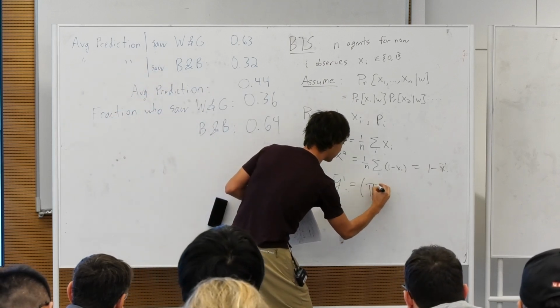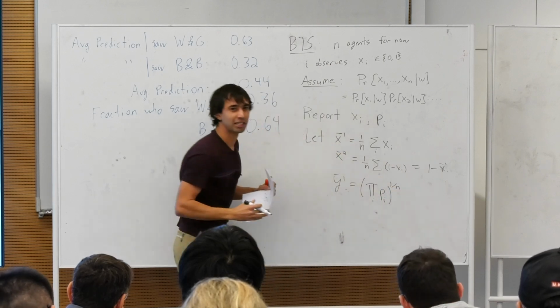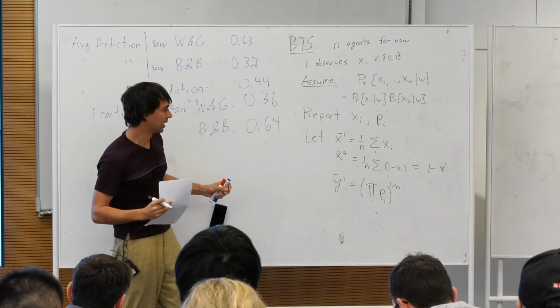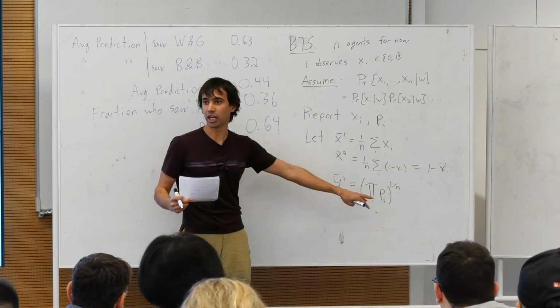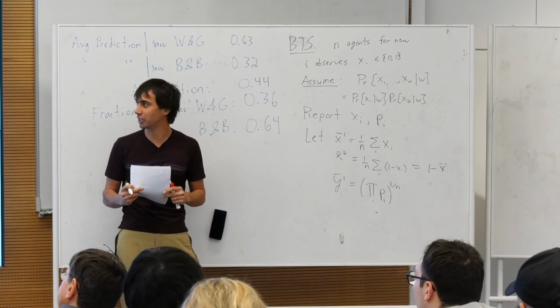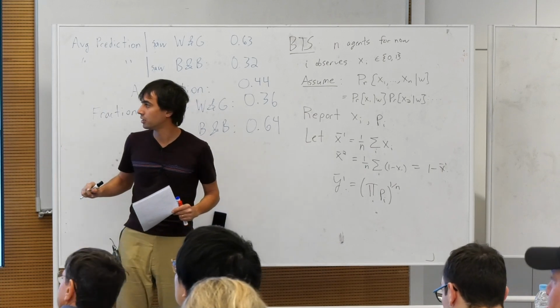Okay, so the product over i of p_i raised to the 1 over n. How do you do that with an infinite population? Well, you can. The way it's defined in the formula, which I think we'll see next, is if you take a log of both sides, then it's easier to pass to a limit as n goes to infinity.